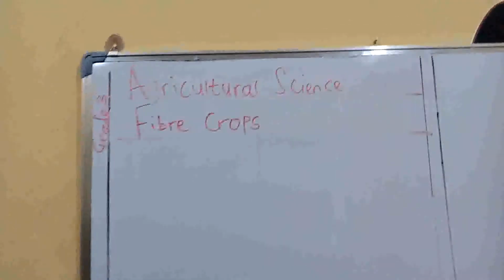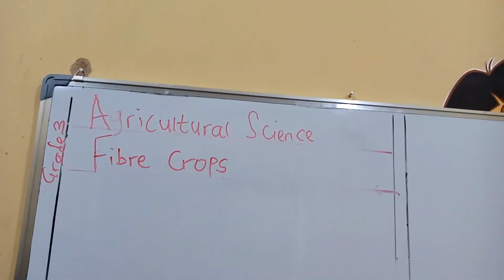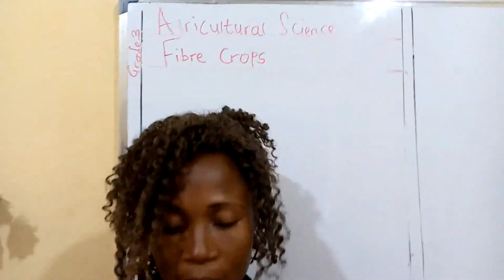Today we are going to look at another interesting topic on the board, which is fiber crops. What are fiber crops? Fiber crops are crops grown for their fiber, which is traditionally used to make clothes, ropes, and bags.